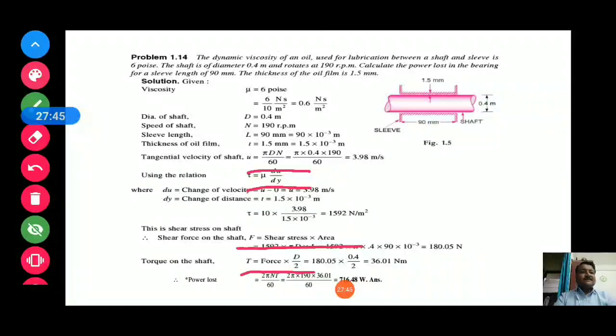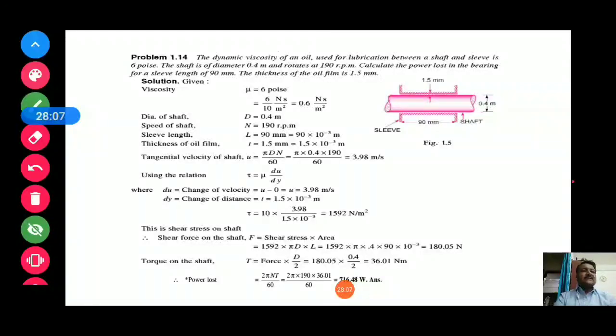So tau is equal to mu du by dy, force is equal to shear stress into area, and torque is equal to force into d by 2, and finally power lost is 2 pi NT by 60. So these are the formulae to be used for solving the problem.